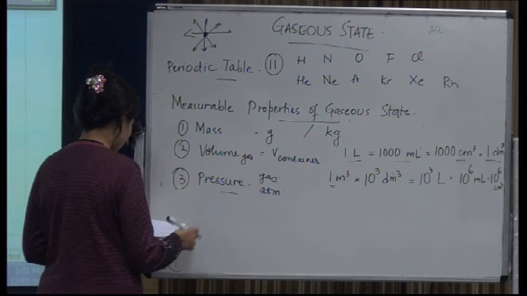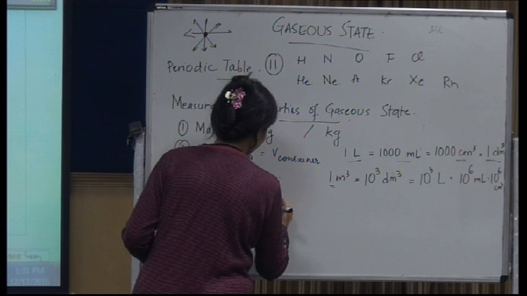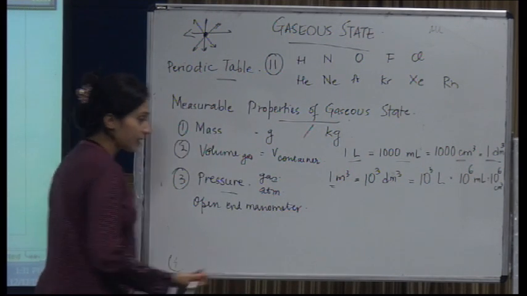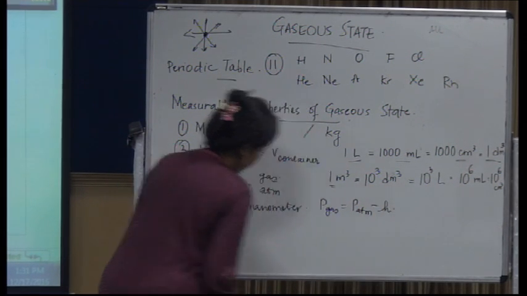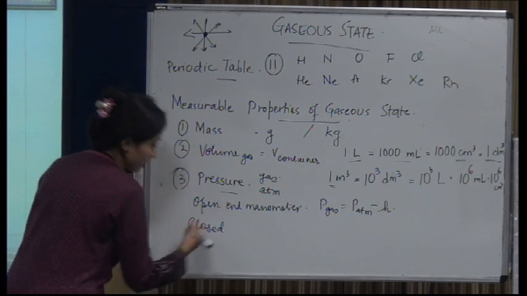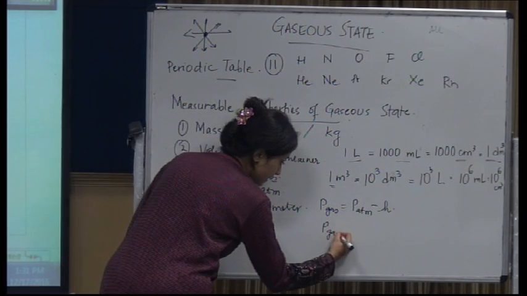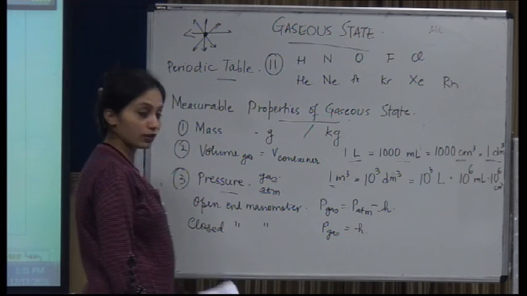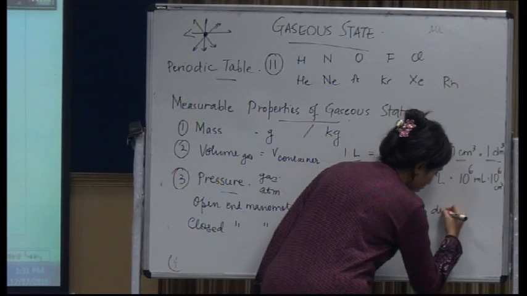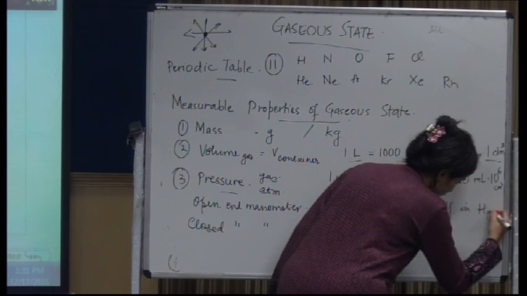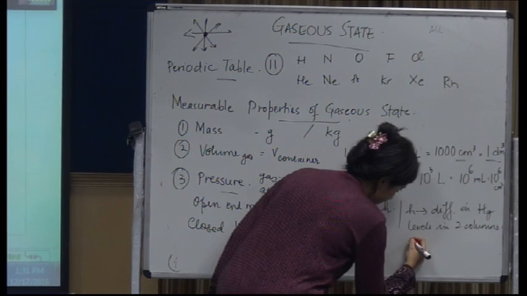Another thing that I wanted to state is, I saw a question based on this: whenever you have an open end manometer, in that case the pressure of the gas is equal to the pressure of atmosphere minus H. And if it is a closed end manometer, just in case you get a numerical based on it, then the pressure of the gas is equal to H, where H is the difference in the mercury levels in the two columns.